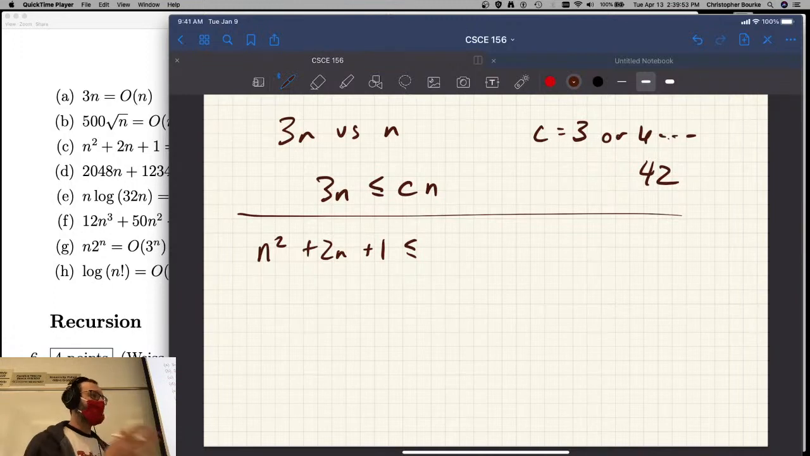Now, in the actual definition, like the calc definition, everything can be a real number. It doesn't matter. You can have monotone decreasing functions and also bound those.